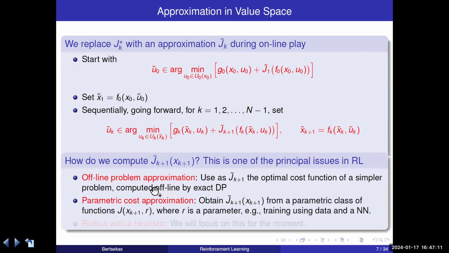Another major approach: obtain J tilde from some parametric class of functions. In other words, functions of the state, we parameterize it with a parameter R, and we use training from data to obtain good values of R. This is the typical approach that you use in the context of neural networks. We use a neural network which has weights, and therefore this parameter R, and we find parameters that match as best as we can tell the optimal cost function.